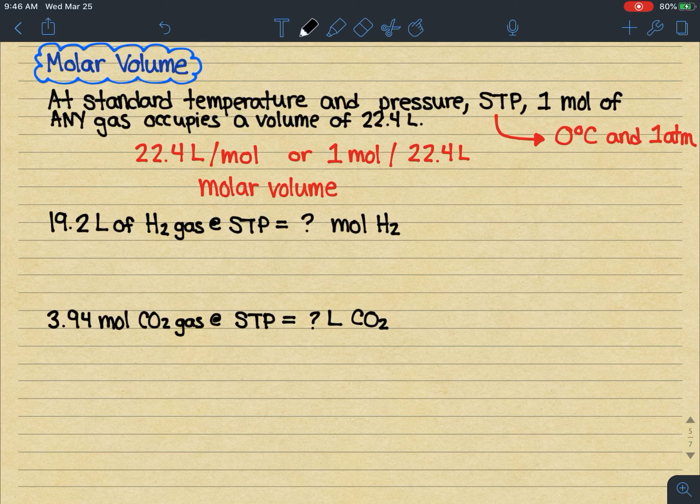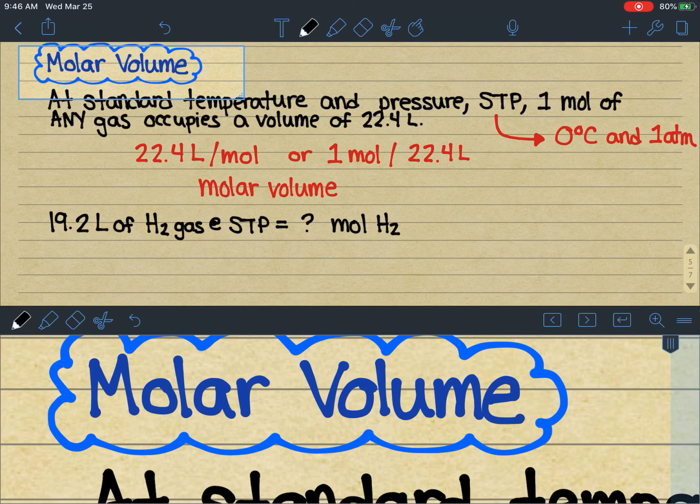All right, so it's really cool. So we have these 22.4 liters per mole, or 1 mole will occupy a volume of 22.4 liters. That's called the molar volume. So it's just another way that we can actually convert if we're dealing with gases.